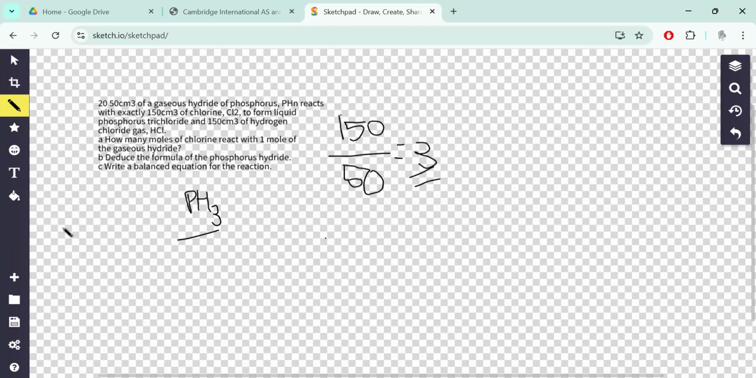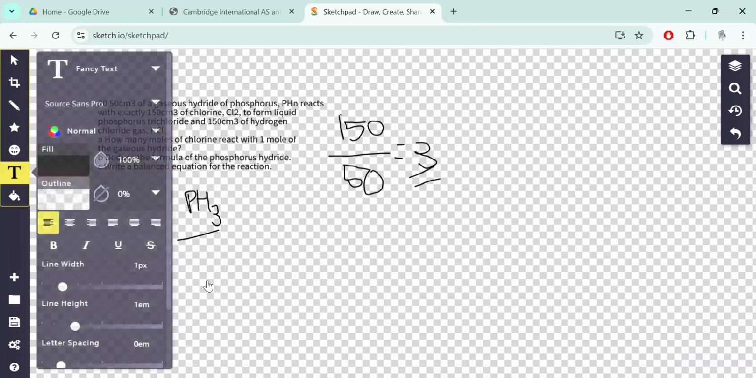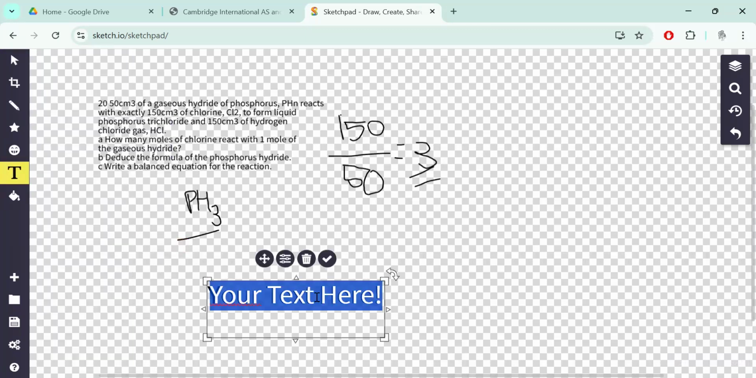Now we're just going to write the balanced equation. We're going to type this out. The balanced equation will be PH3 plus 3 chlorine. This is supposed to be a 1:1 ratio, but chlorine is 3 times, so that's why it becomes 3 chlorine.